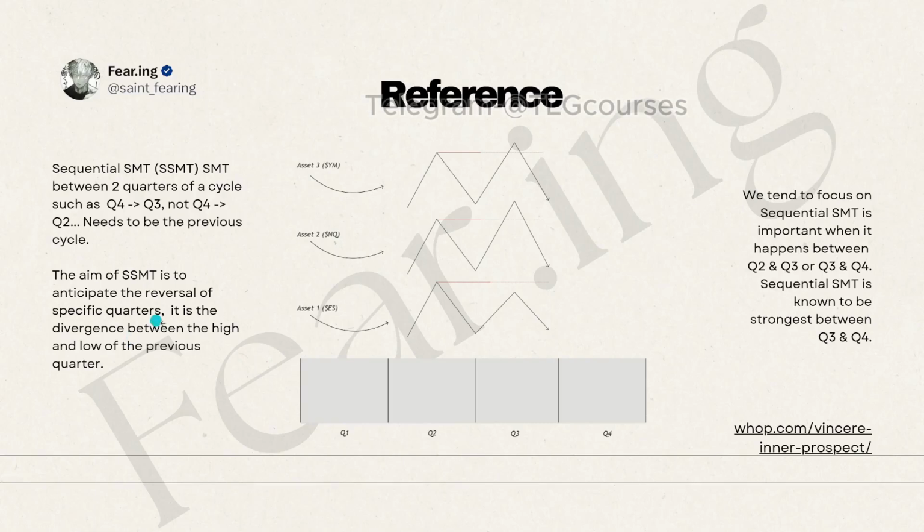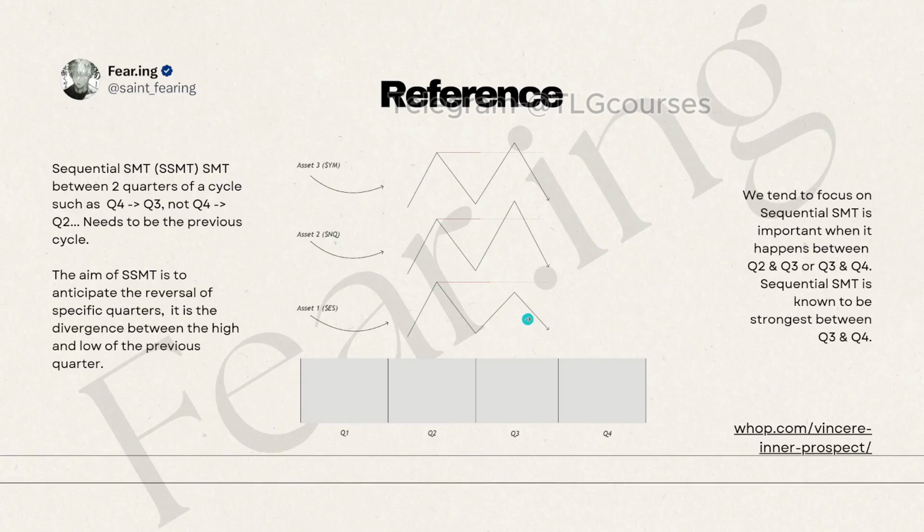So, sequential SMT looks like this. The SMT between the Q3 high with the Q2 high. As you can see, asset 1, ES, puts in a failure swing during Q3, failing to run out the Q2 high, while asset 2 and 3, NQ and YM, during Q3, both run out the Q2 high. That gives us sequential SMT, and from there we can anticipate price to head lower.